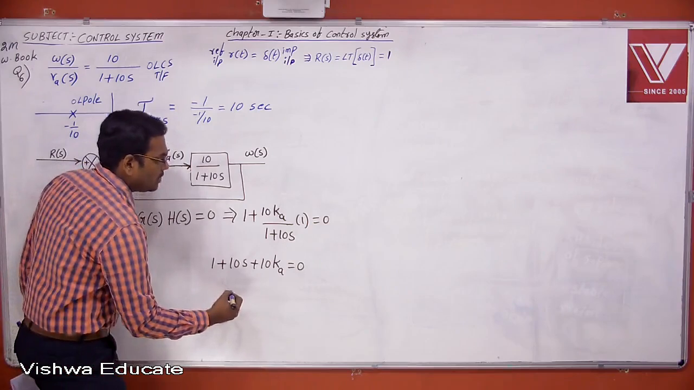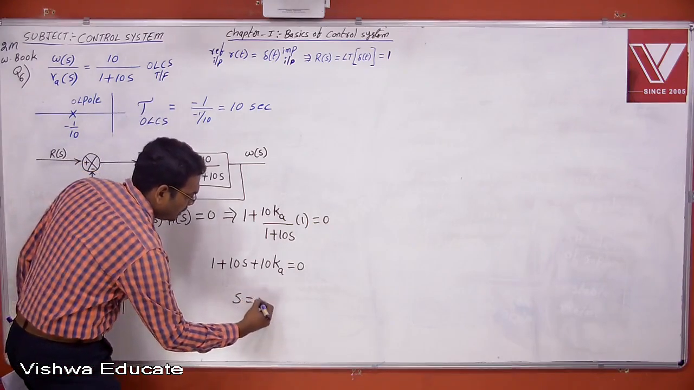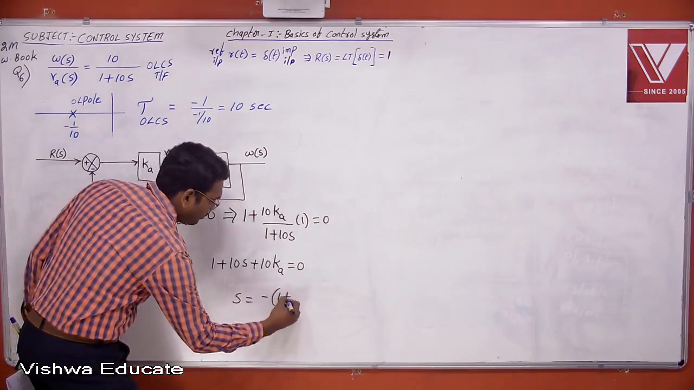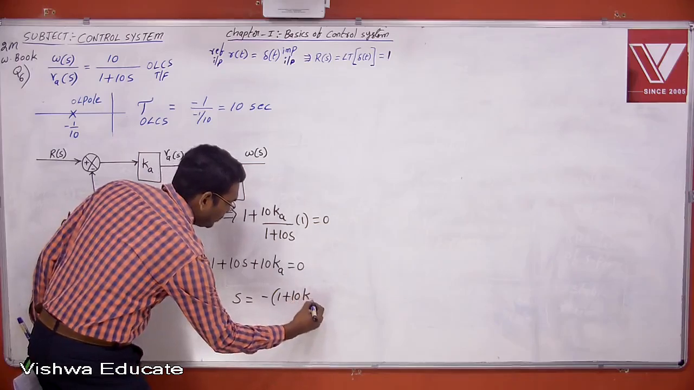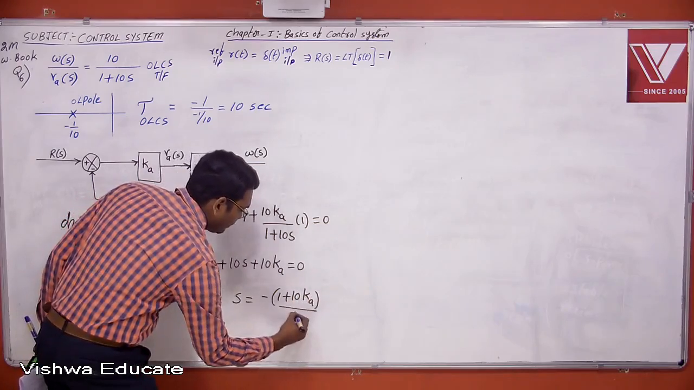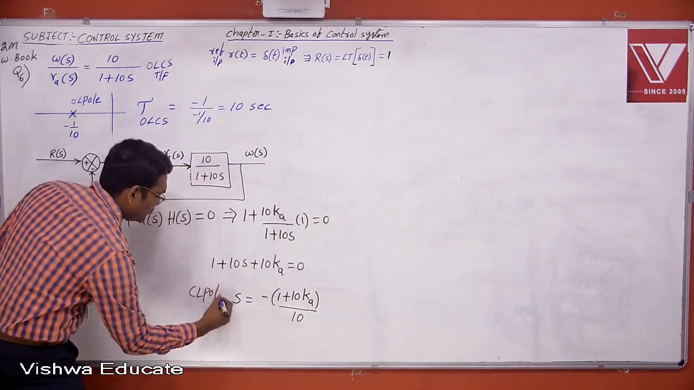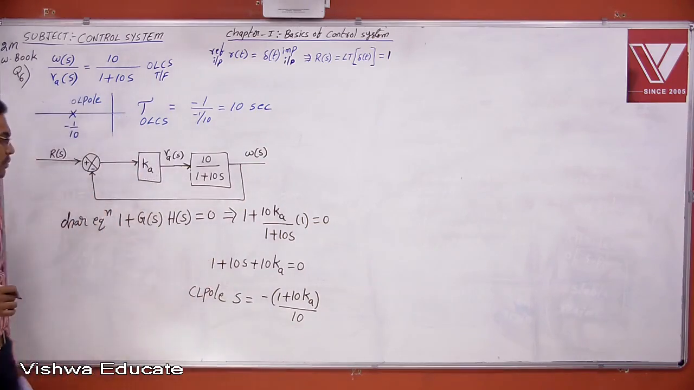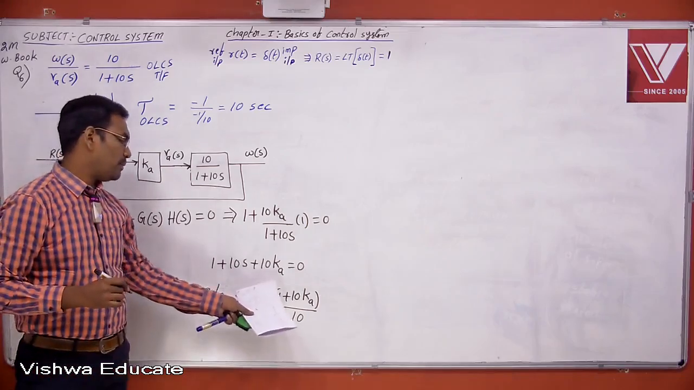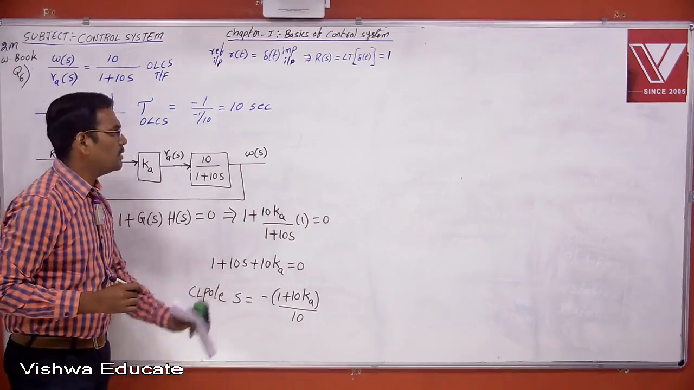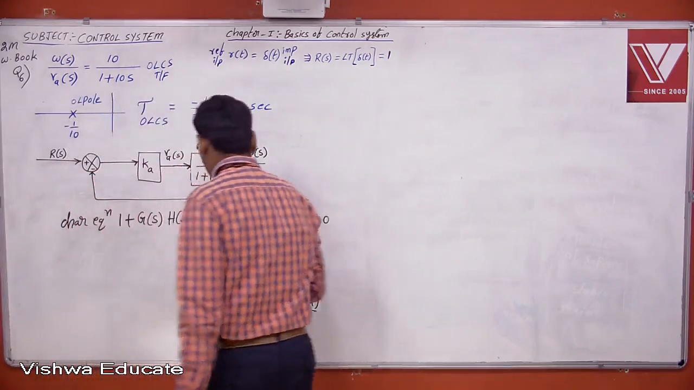Therefore, what is S? What is the closed loop pole? S equal to minus of 1 plus 10 into Ka by 10. This is the closed loop pole. Now minus of 1 plus 10 into Ka by 10 is the closed loop pole, and this is the open loop pole.